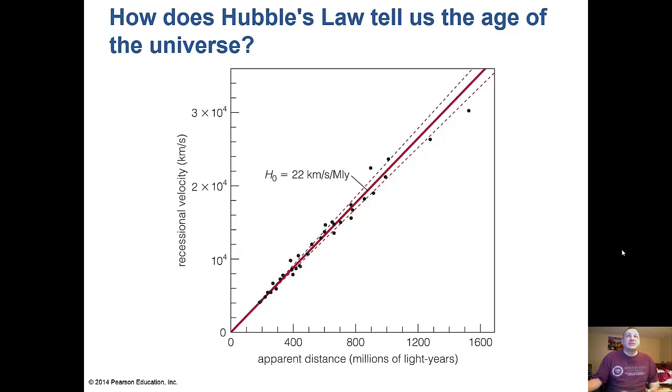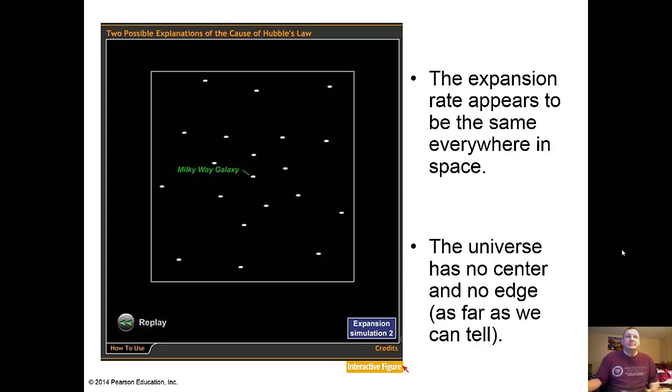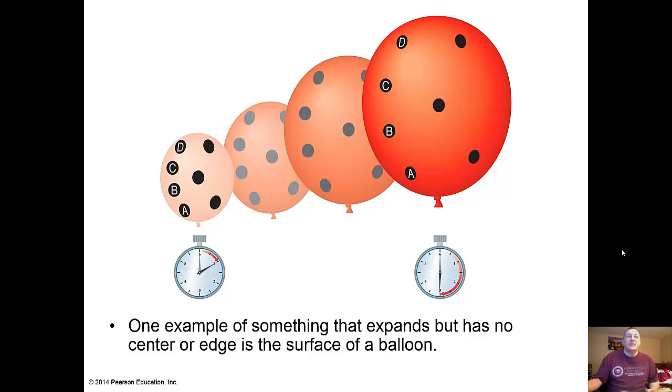So how does Hubble's law tell us the age of the universe? The expansion rate appears to be the same everywhere in space, and so the universe has no center and no edge as far as we can tell. And so you can think of this as like an expanding balloon with dots on it. One example is that, or like a rising raisin bread.